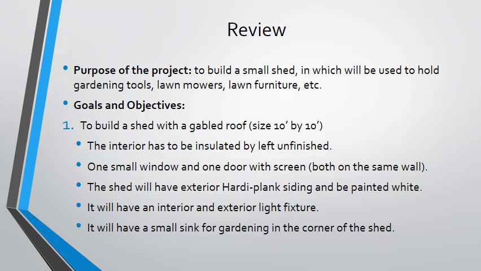To build a shed with a gable roof, size 10 by 10 feet. The interior has to be insulated but left unfinished. One small window and one door with a screen, both on the same wall. The shed will have exterior Hardie plank siding and be painted white. It will have an interior and exterior light fixture. It will have a small sink for gardening in the corner of the shed.